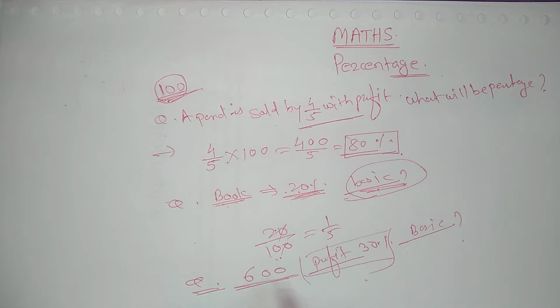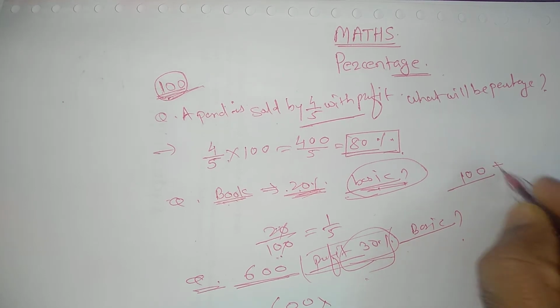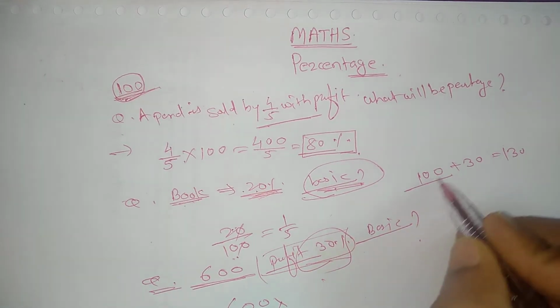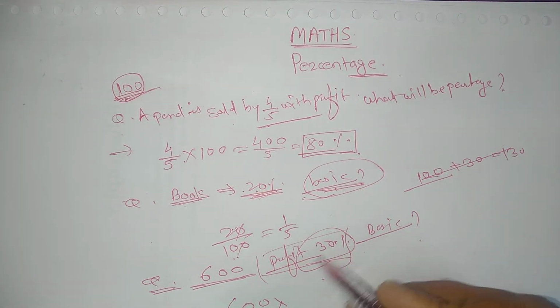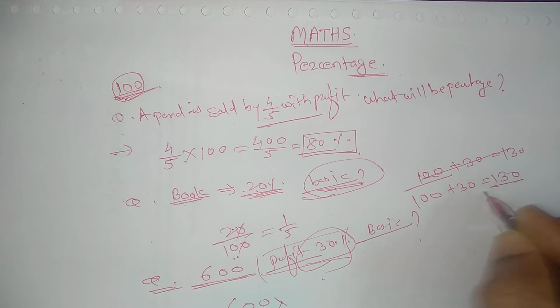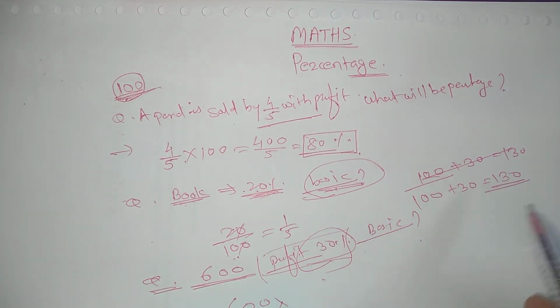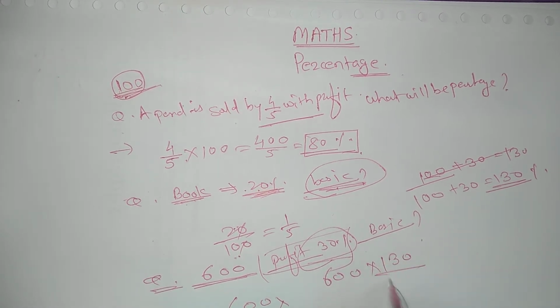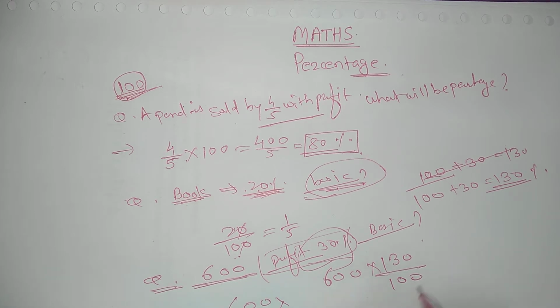In this question, 600, if I increase the price by 30%, then what is the basic? So let's try to understand. If I want to increase by 30% profit, already it's 100 plus 30, then it's 130. Please try to understand this. I want to increase by 30%. That means there is already 100. I want to increase it by 30, so it's 130. Have you got it? 100 plus 30, it's 130. And 130 is nothing but the percentage. In the given problem, what we have taken? 600 into 130 divided by 100. Are you clear with this?